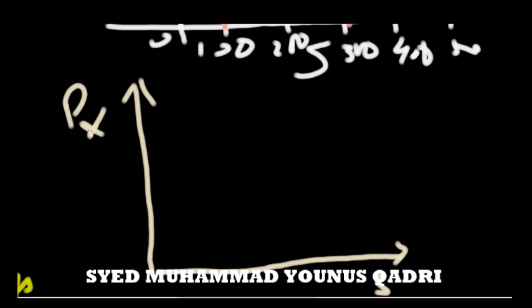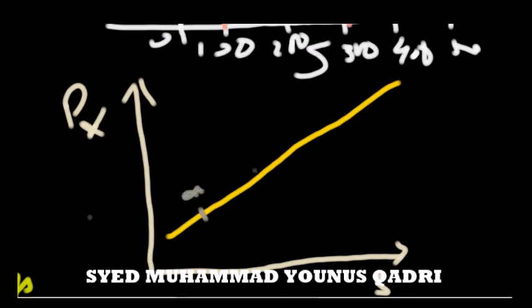Supply is a positively related curve. If the price is increasing, you are moving from point A, point B, point C, and point D.